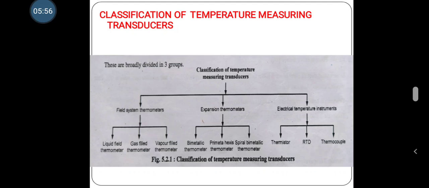Okay, now the classification of temperature measuring transducers. Actually, the classification of temperature measuring transducers is divided into three groups.